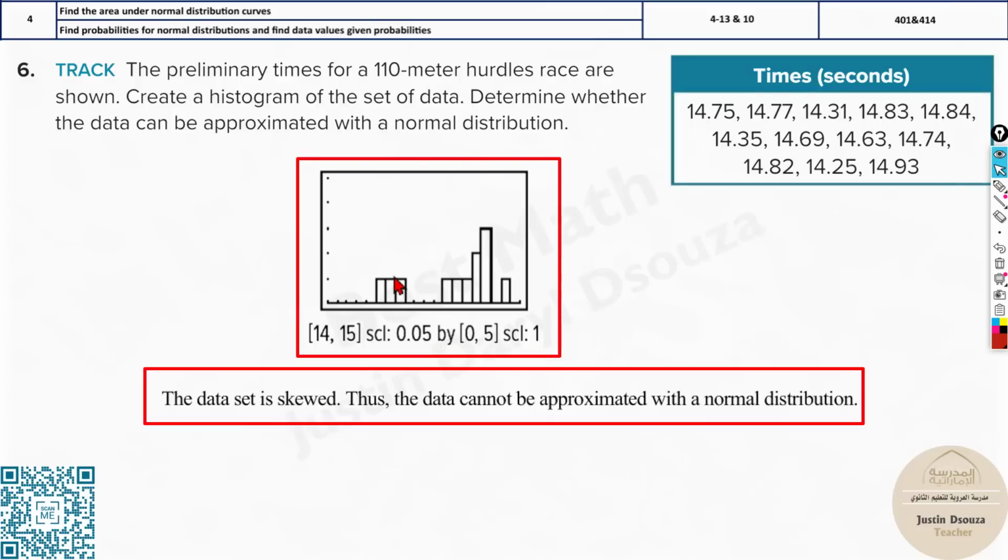Okay, so this is how we can easily plot this. There's nothing much. Now you can see this is skewed. This is negatively skewed because it goes up and down, and it cannot be approximated with a normal distribution. There's not much data over here, and it's not properly aligned.